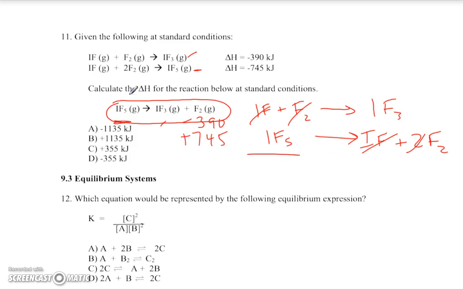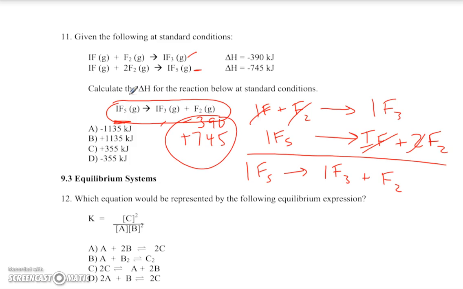And then I believe if we just bring everything else down, we've got our target equation. IF5 turns into IF3 plus F2. So now it's just a matter of adding up those 2 numbers, negative 390 plus 745, which should give you a positive 355 kilojoules. All right, that's it for Hess's law.